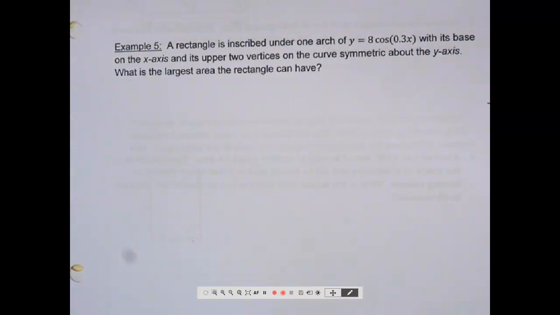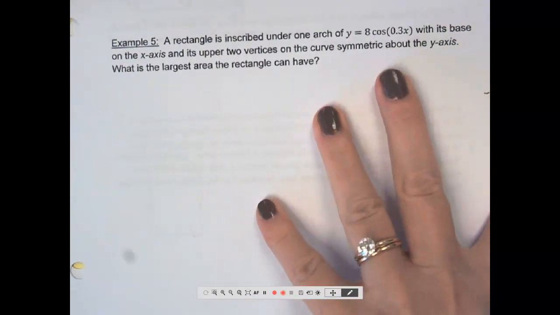Okay, last example. The other pages are where you will find your homework. A rectangle is inscribed under one arch of y equals 8 cosine 0.3x, with its base on the x-axis and its upper two vertices on the curve symmetric about the y-axis. What is the largest area the rectangle can have?